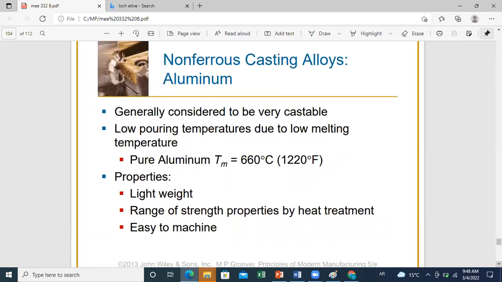Now, concerning non-ferrous casting alloys, one possibility is to use aluminum, which is generally considered to be a very good metal for casting. It is characterized by low pouring temperatures due to its low melting temperature. Pure aluminum has a melting temperature of 660 degrees, and it has several desirable properties. It is lightweight, and the range of its strength properties can be affected by heat treatment. In addition, it's easy to machine.